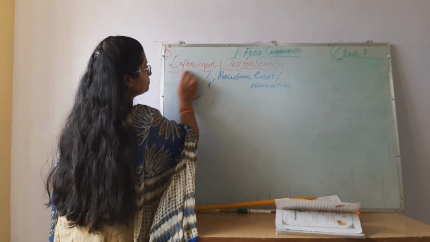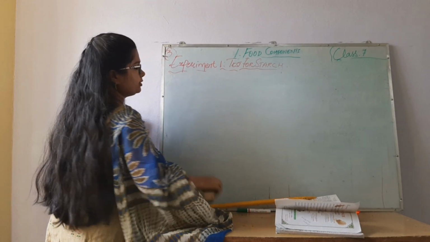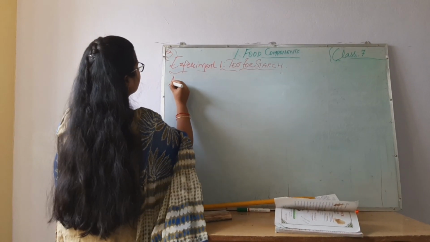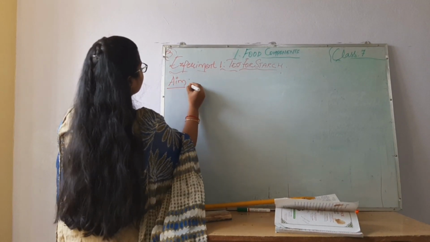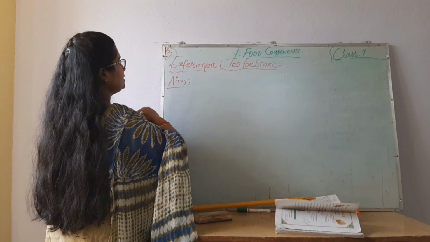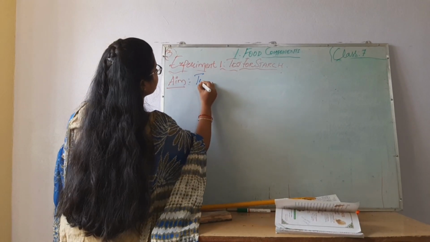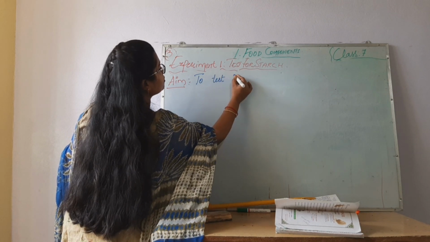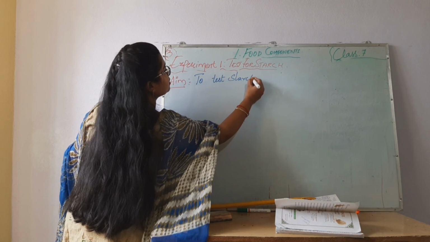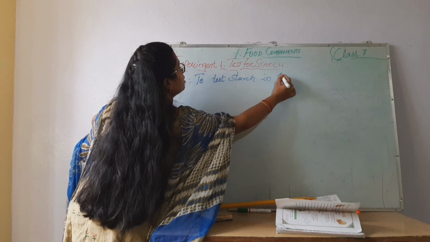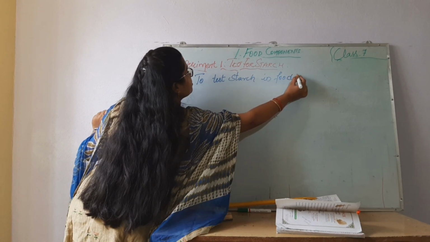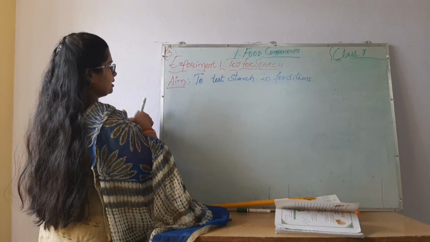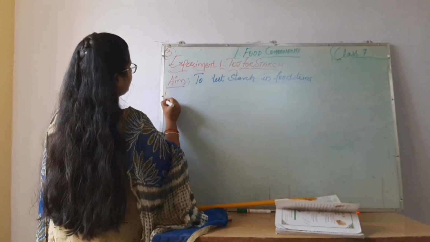First is aim. What is the aim? To test starch in food items. And second is materials required.